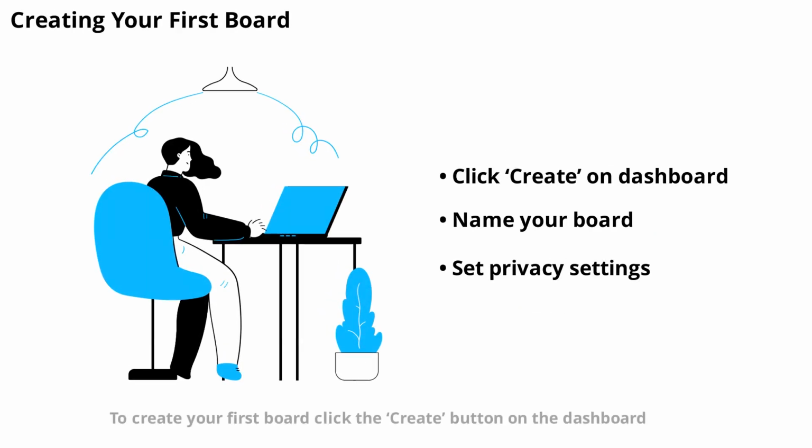To create your first board, click the Create button on the dashboard. Give your board a descriptive name, choose a background, and decide whether it should be private or shared. Once created, you'll be taken to your new board, ready to start adding lists and cards. This is where your project organization truly begins.